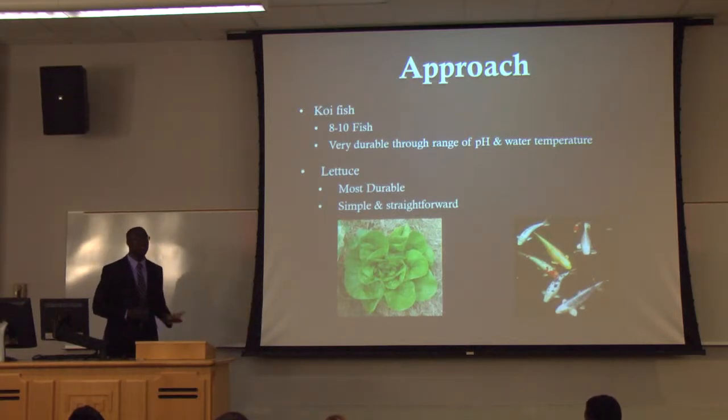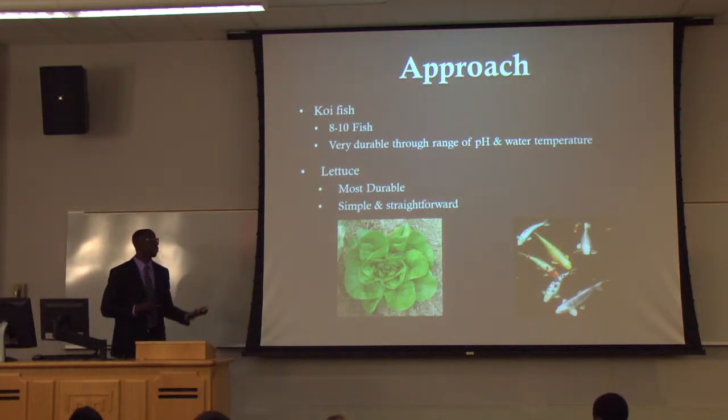So as I stated, we'll be using koi fish. We chose koi fish because they're very durable through a wide range of pH and water temperature, and we felt that was best for our system. For lettuce, we were able to talk to local aquaponic gardeners, and through research we were told that lettuce is the best growing plant in aquaponic gardens, so we chose to use that for our system.